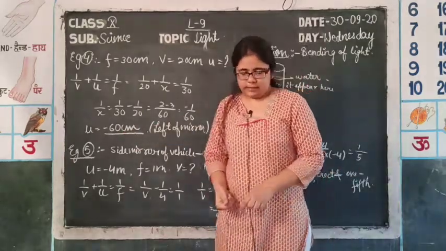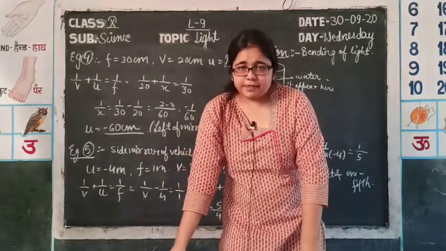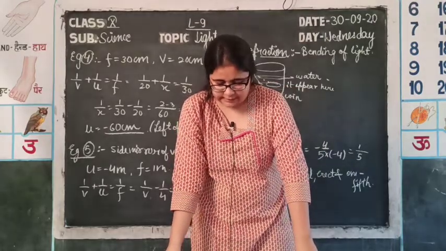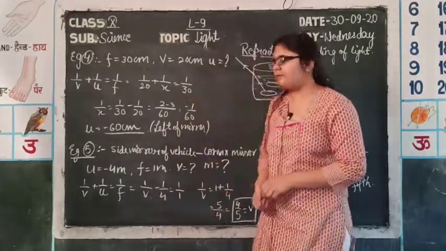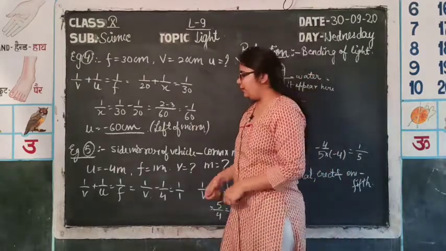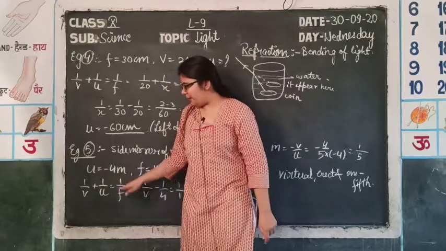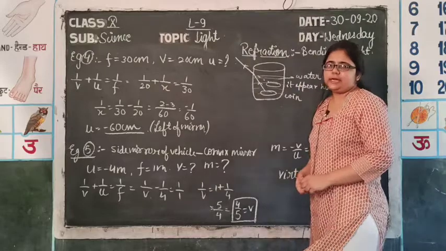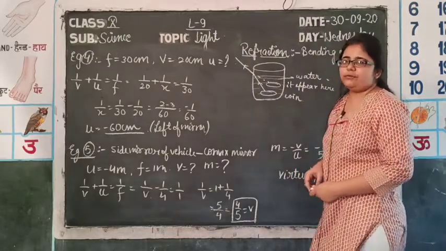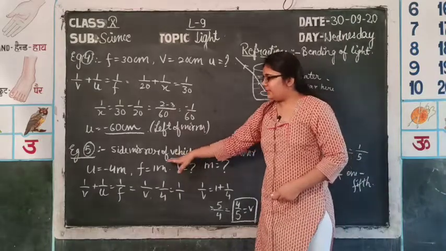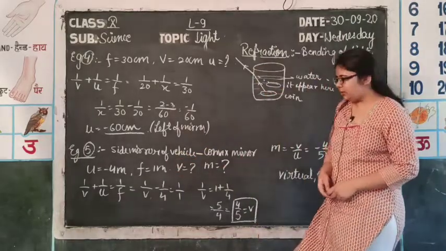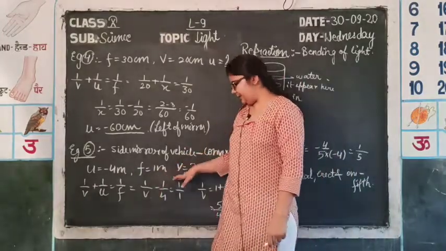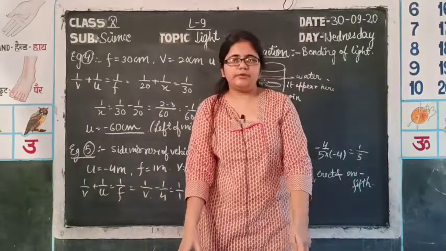So the next example is example 5 on page number 115. From the side mirror of a motorcycle, a car is at a distance of 4 meter. So the distance of the object is 4 meter, and you know we will take the object distance always negative, so minus 4 meter. Side mirror of a vehicle: I told you in the previous class while discussing the uses of convex mirror that side mirrors of vehicles are convex mirrors, so their focal length will be positive, and this was given in the question. Focal length is 1 meter, and we have to give the details of the image.